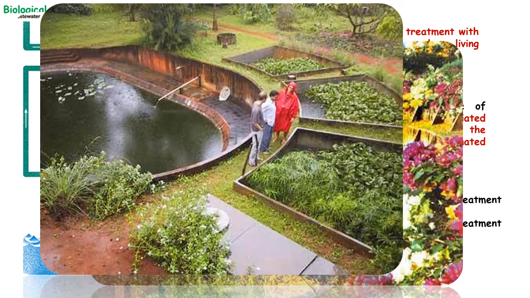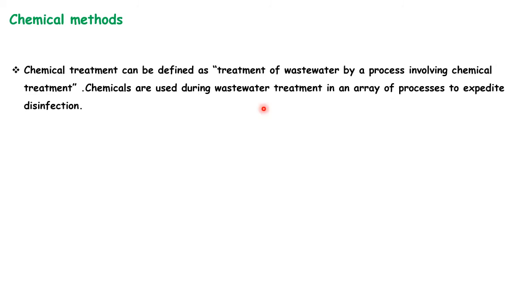So let's see the chemical method. In the chemical method, we use chemicals to treat the water, for example to disinfect it.